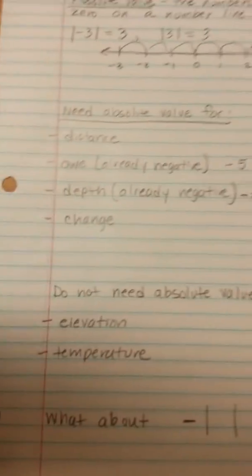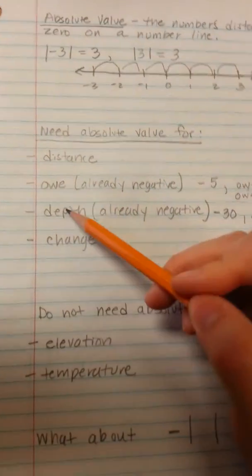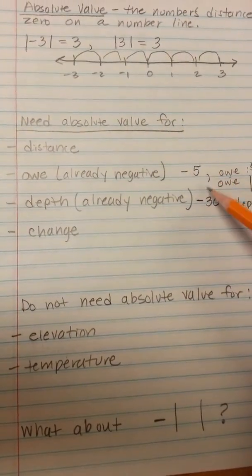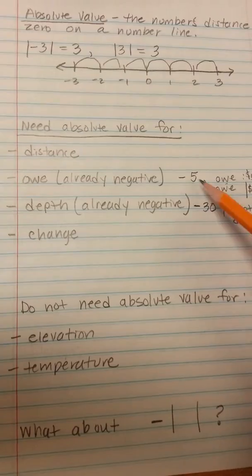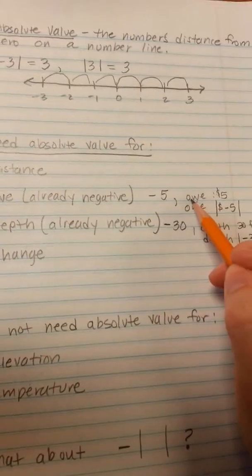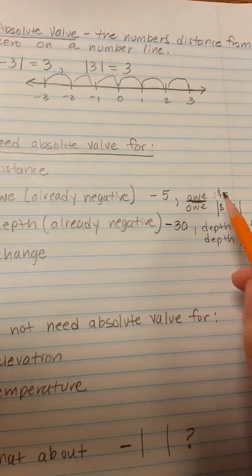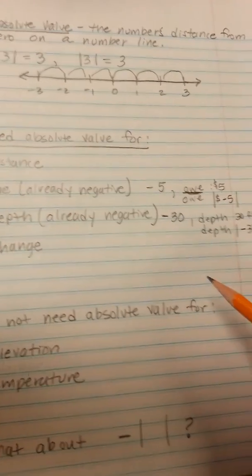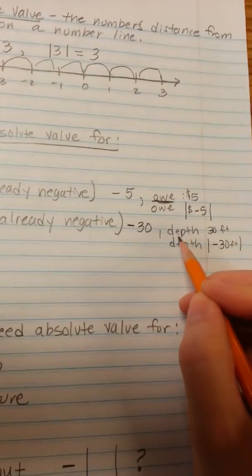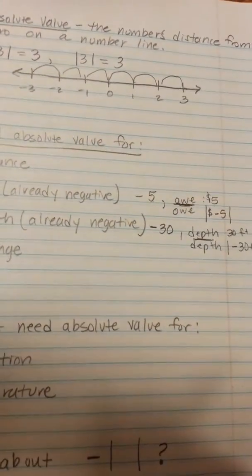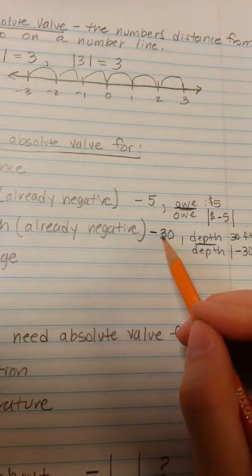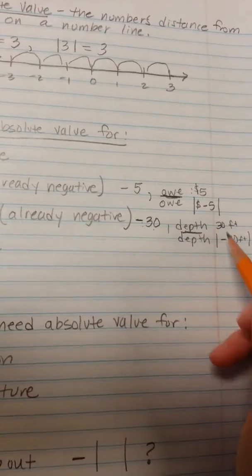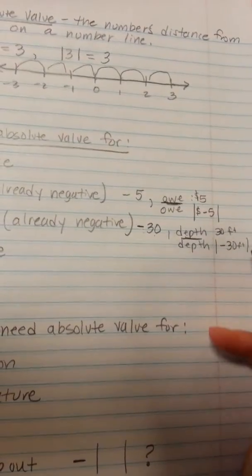So as you can see, owe and depth are already negative. So although your integer might be described this way, if you use the word owe, you can't have a negative in front of it. It's already negative. Same thing with the word depth. Depth is already negative. So although your integer may be negative, if you use the word depth, you can't have a negative unless you use absolute values.